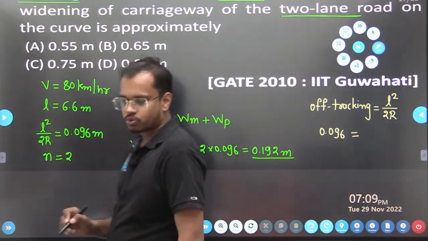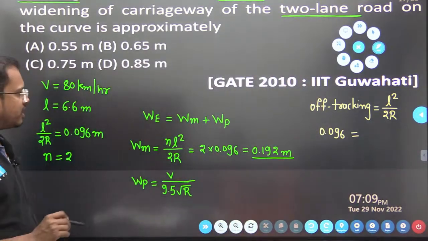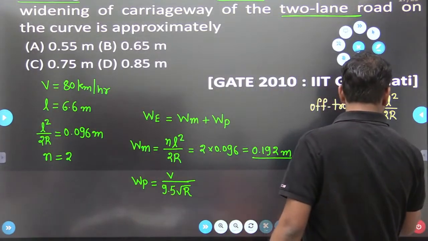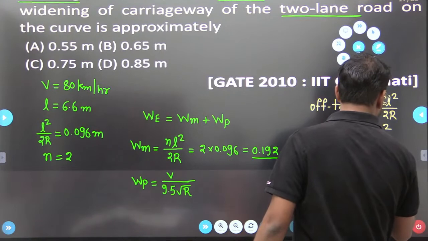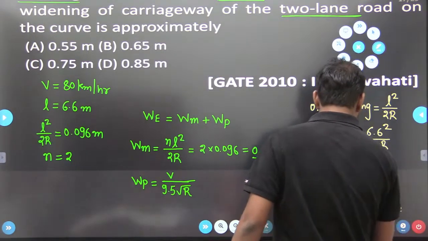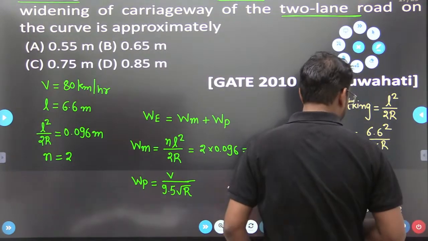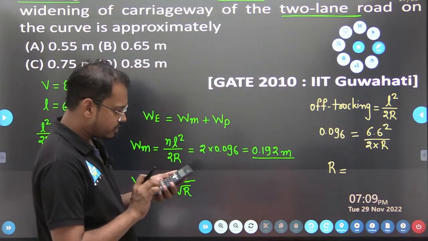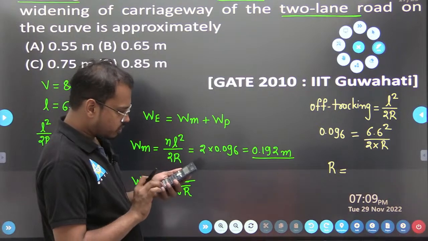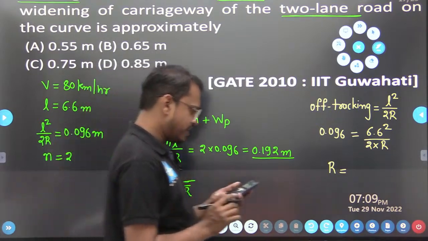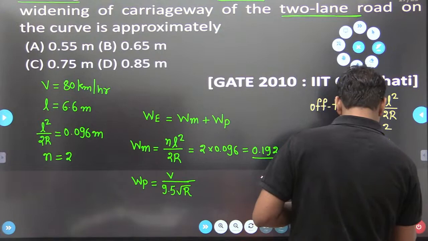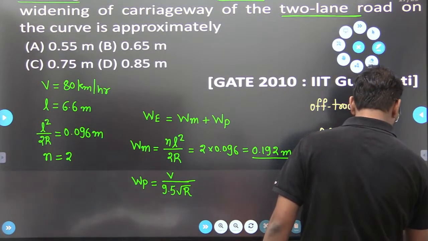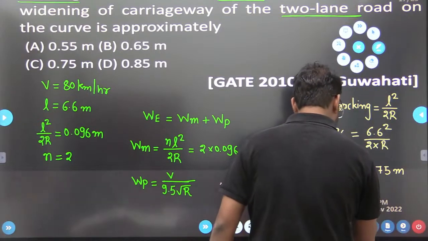What is the value of L square? The length of the wheelbase is 6.6 meter. So put the value: 6.6 square divided by 2 multiplied by radius. If I am interested to calculate the value of radius, then 6.6 square divided by 2 divided by 0.096, so the value becomes 226.875 meter. This is the value of radius.